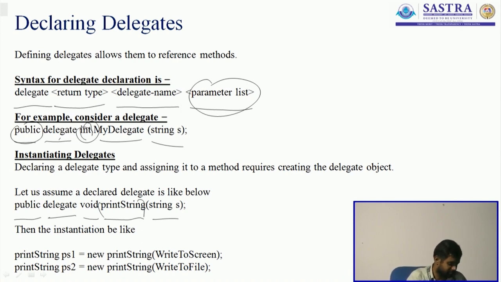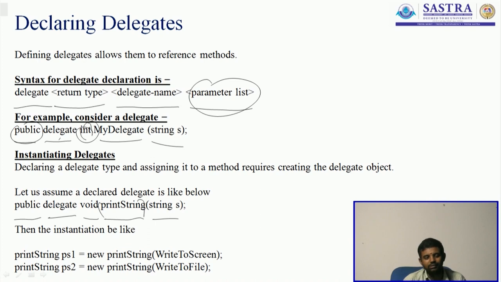Okay, fine. Then equal to new print string of write to screen, which is going to be a string argument. Then print string ps2 is equal to new print string of write to file, right? So we have created two objects, or two steps of instantiation we have done, right? Write to screen as well as write to file are going to be a string object alone. Okay, fine.